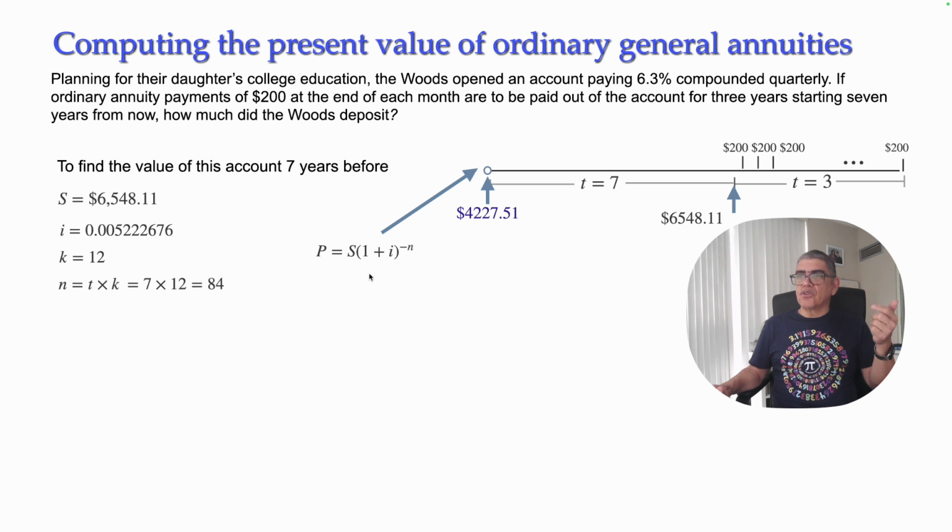Let's do it. So we put the 6,548.11, open bracket, 1 plus i, so 1 plus this number, 1.00522676, to the power negative 84. If you do that, put it in your calculator. Maybe this number is already in your memory, or the memory of your calculator, so you don't need to do too much. So you press enter and you're going to notice that the answer will be the same. And these are the two ways of solving this problem.